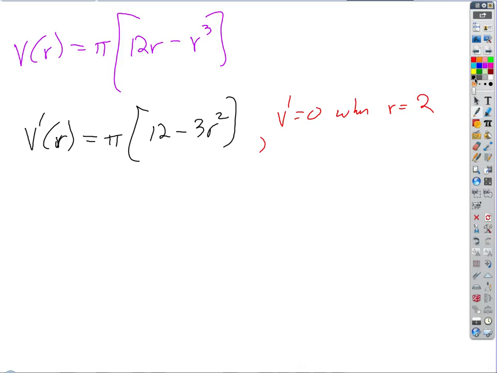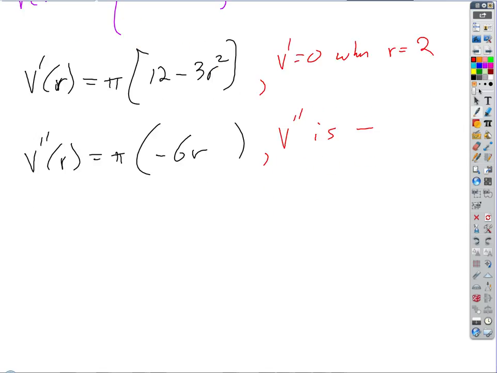And then v double prime equals pi times what? -6. Okay, so that tells us something important too, doesn't it? That tells us that v double prime is what for any number in our domain? It's going to be negative, right? For any positive value of r, we're going to get a negative second derivative. It always kind of works this way. The calculus really isn't that bad. The tables are easy to draw.